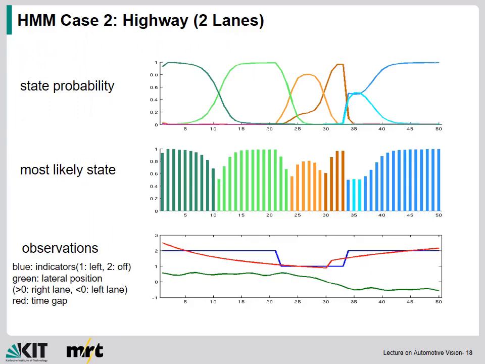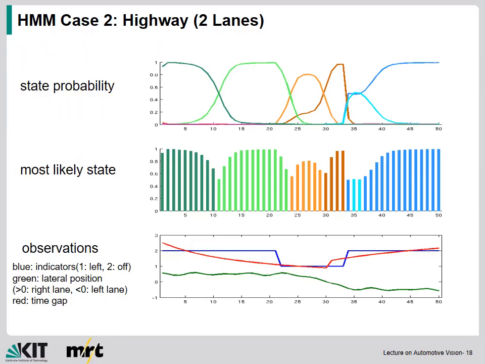Using this hidden Markov model, we can test how the filter algorithm performs for some sequence of observations. This is shown here for an example. At the bottom you see the sequence of observations. The x-axis is the time axis, running from 0 seconds to 50 seconds. And the vertical axis shows the observations. The blue line shows the observation of the indicator lights, where a value of 1 means that the vehicle is blinking at the left, and a value of 2 means that the indicator lights are switched off.